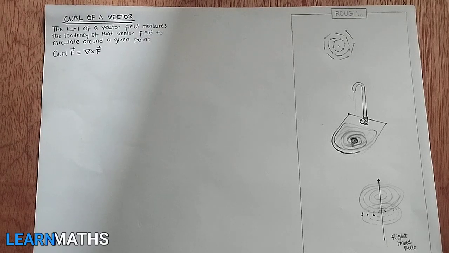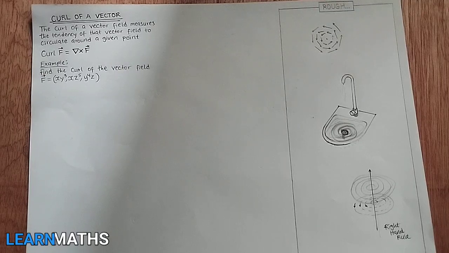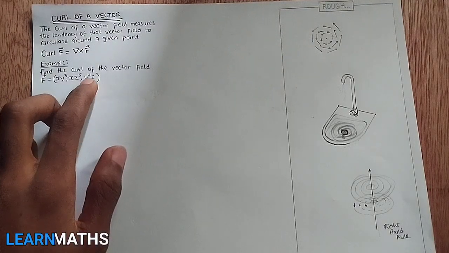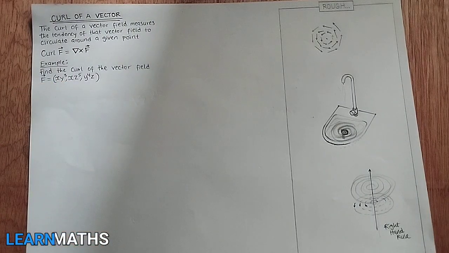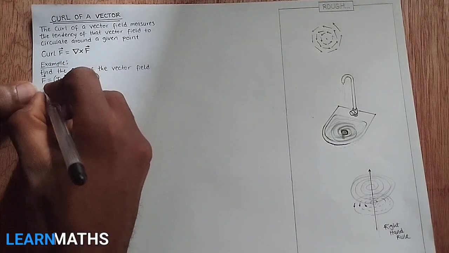So let's take the first example. Find the curl of the vector field f equal to xy cubed, xz raised to power 5, and y raised to power 4 z. We're to find the curl of this vector. There is no specified point, so we're just going to calculate and show how this vector tends to make particles spin. The question can come with points or without points like in this case, but it's the same procedure. So let's see what the solution is going to be like.